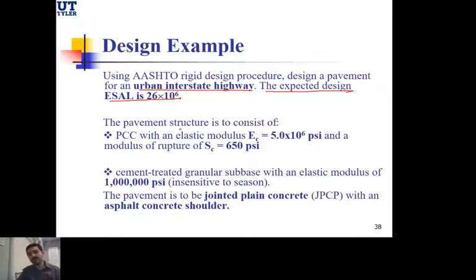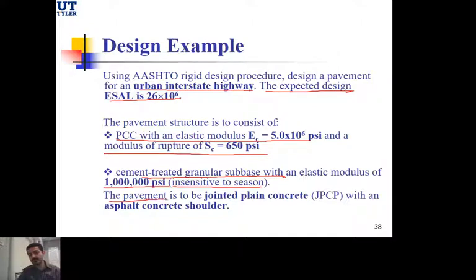The pavement structure is to consist of a PCC with an elastic modulus of 5 million psi and a modulus of rupture S'c of 650. And then we have a cement treated granular subbase with an elastic modulus of 1 million psi, which is insensitive to the season. That is a little bit different from what we discussed in a previous example, where the modulus of the subbase can or cannot change with seasons or with months.